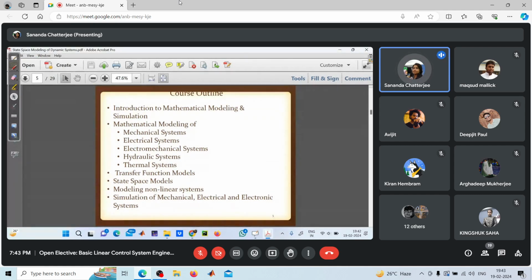And another one is the state space model, where we will get an idea about the internal state of the components that are involved in the system. Okay, so we will discuss in detail. For the time being, just go through the outline.